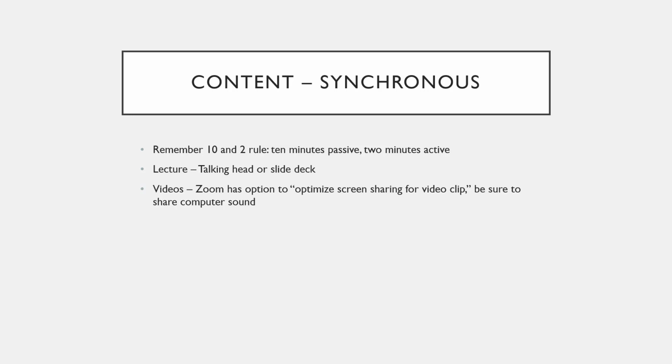If you're teaching via Zoom and you want to share a video, I just want to note that there's an option in Zoom to optimize screen sharing for a video clip. It basically ups your bandwidth and makes sure that your video doesn't come across as choppy. Just make sure to share your computer sound as well. So these are just some options and some guidelines if you're doing live, synchronous teaching online.